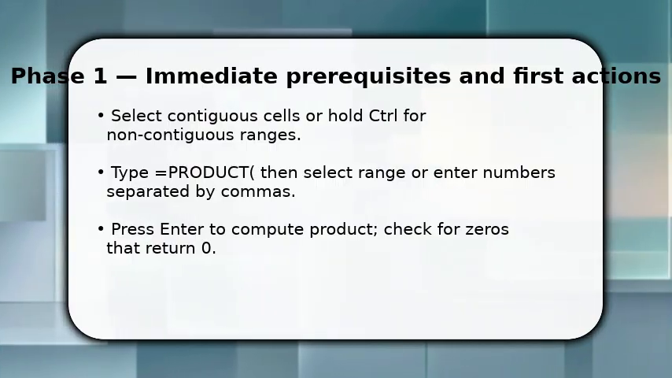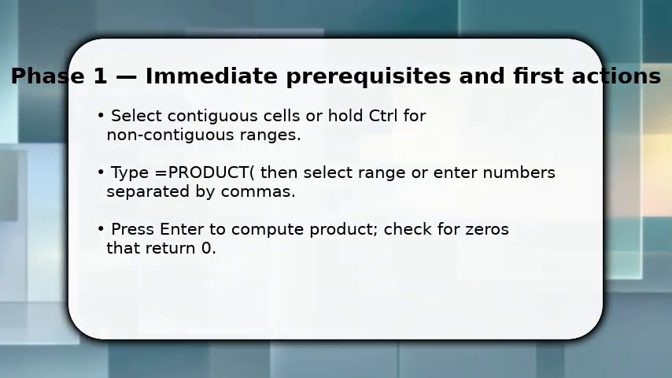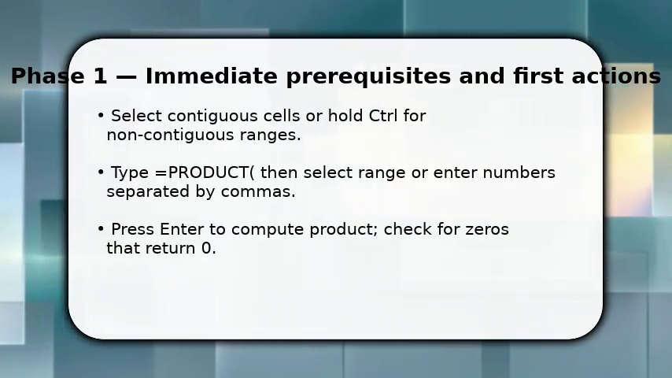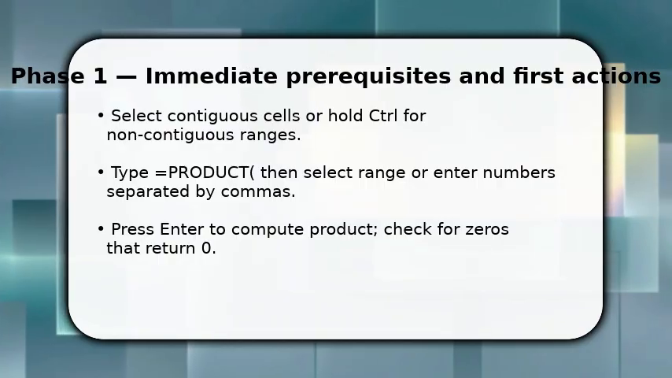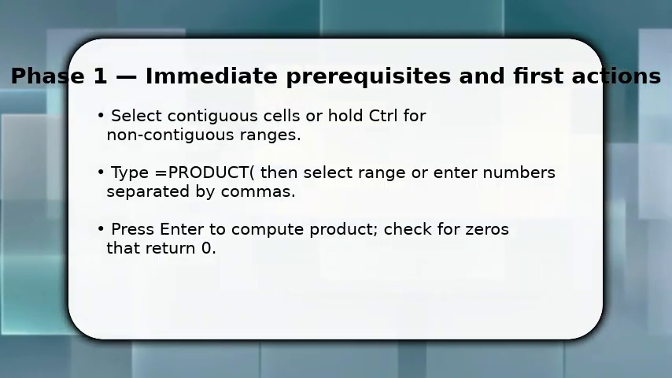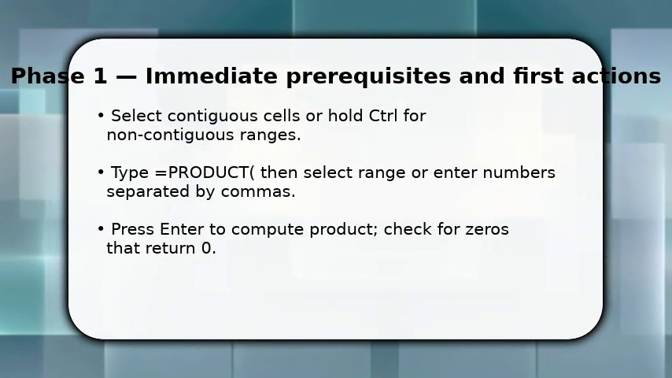Next, drag to select a contiguous range or hold Control and click non-contiguous cells. You can also type values separated by commas. Close the parenthesis and press Enter. Excel returns the product. If any cell is blank, Excel treats it as 0, so clear blanks.